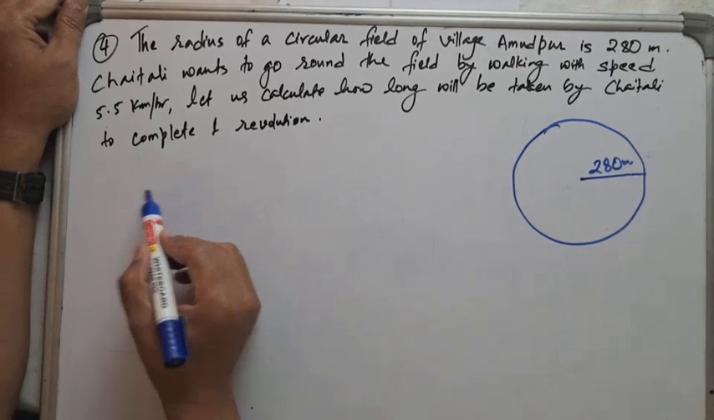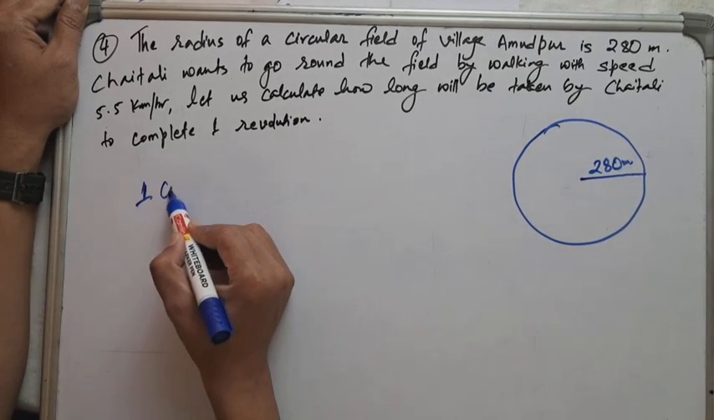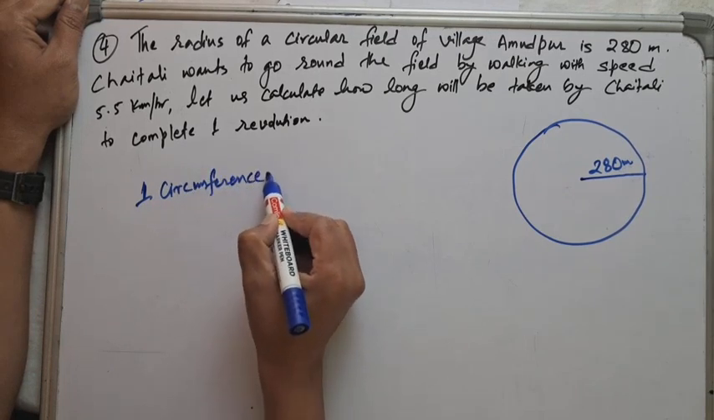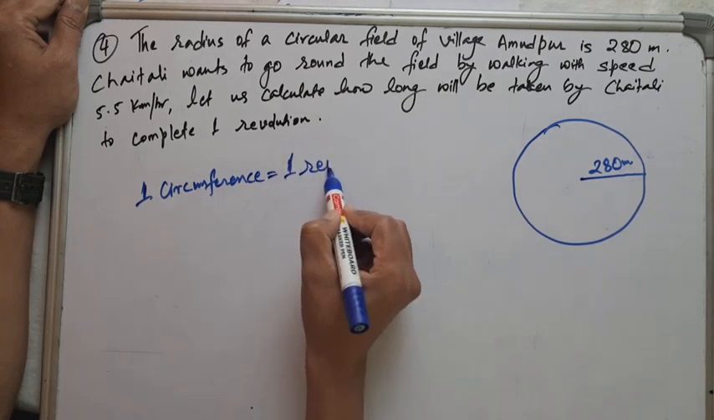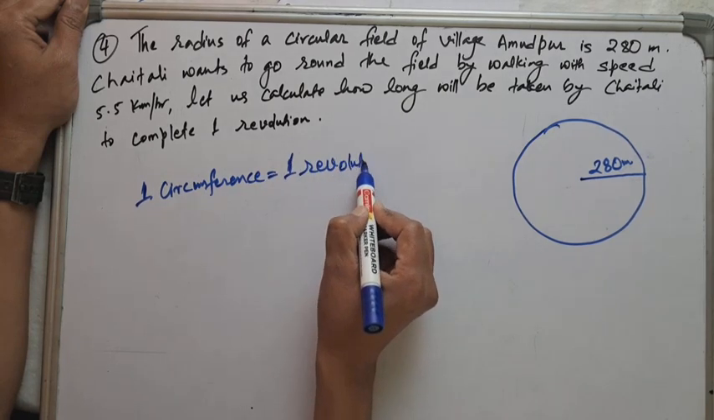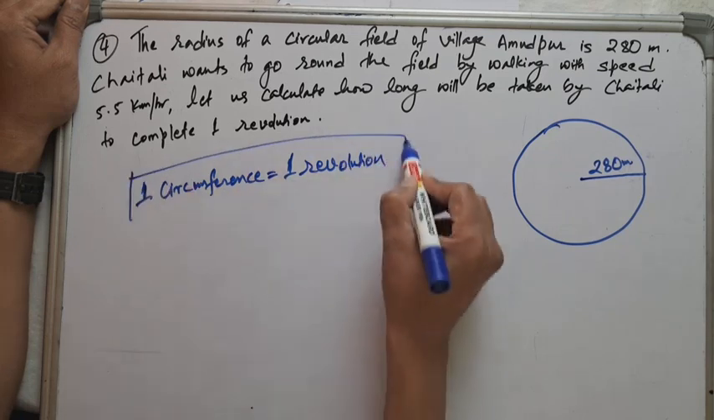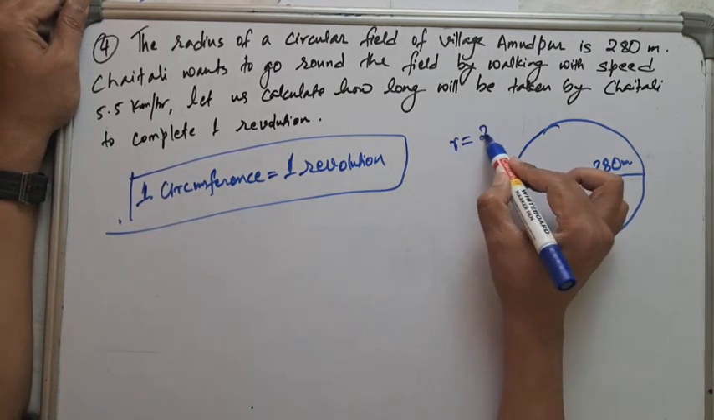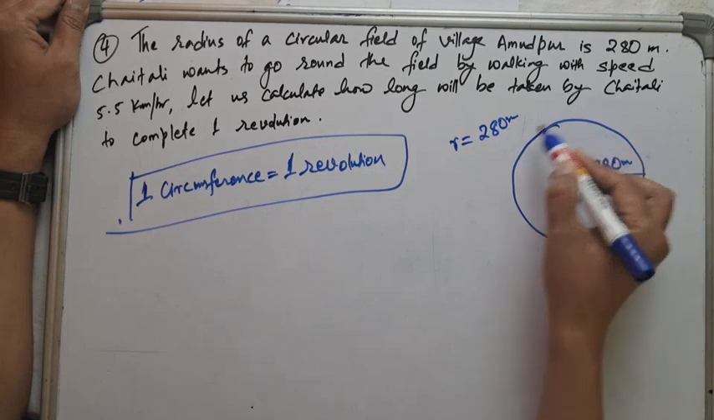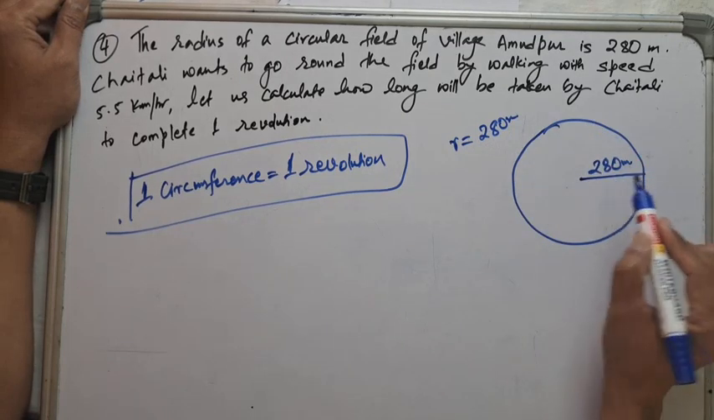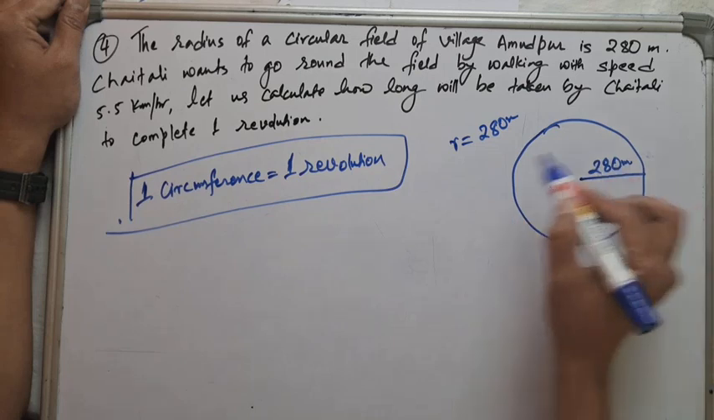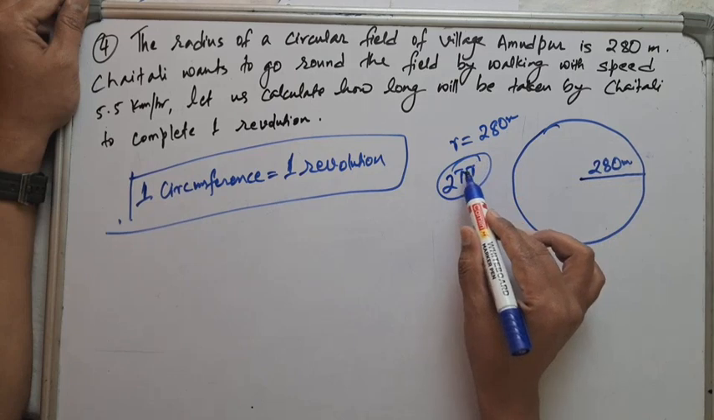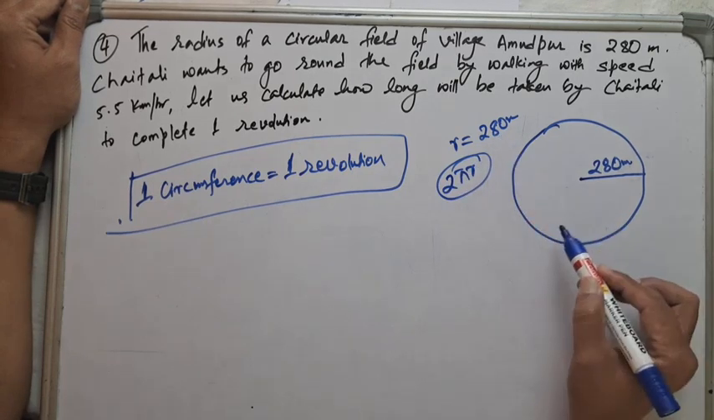First let us understand: one circumference equals one revolution. One circumference means one revolution. Radius of the circular field is 280 meter. From this we can calculate the circumference of the circular field by applying the formula 2 pi r, where r is the radius, which is 280 meter.